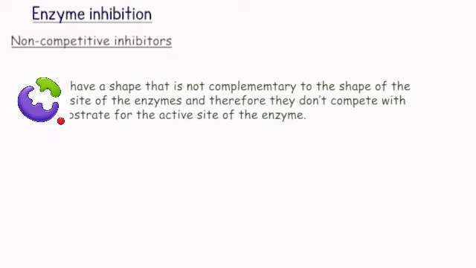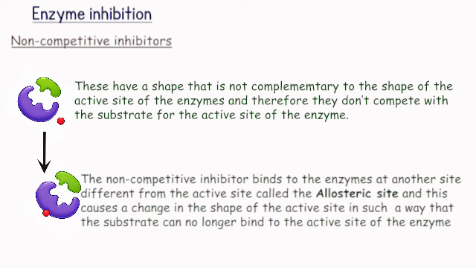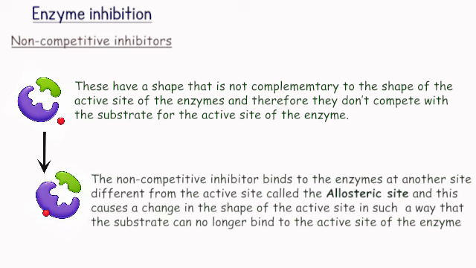And next I'll talk about non-competitive inhibitors. Now these have a shape that is not complementary to the shape of the active site of the enzyme, and therefore, since they don't have the same shape as the substrate, they don't compete with the substrate for the active sites of the enzyme. Now instead, these non-competitive inhibitors bind with the enzyme at a site different from the active site, and this is what we call the allosteric site.